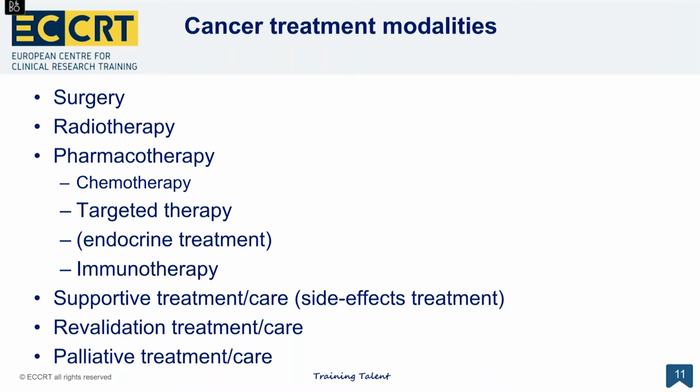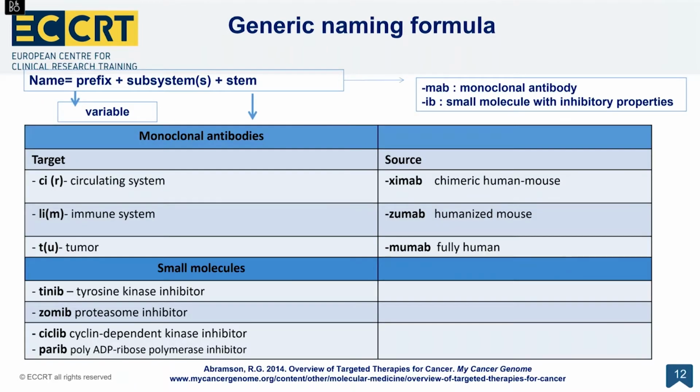But of course, we do hope that we can find a solution so that cancer can become a chronic disease. And that is what we are working on nowadays. Now, if we talk about drugs, every drug will have a name, a generic name and a brand name. If you look at the generic name, then you can immediately see what kind of treatment this is.